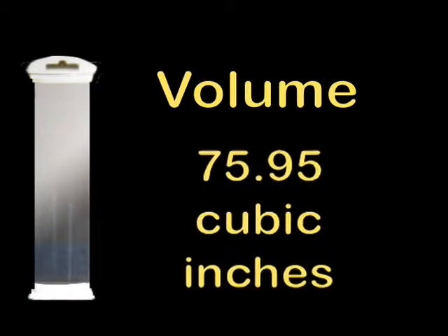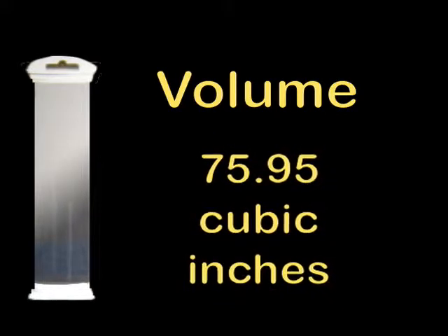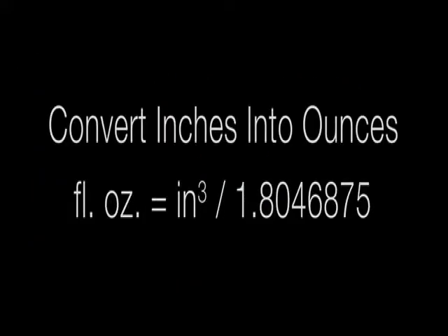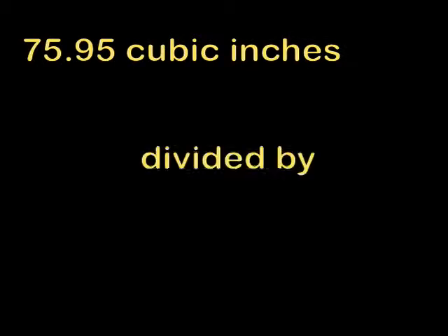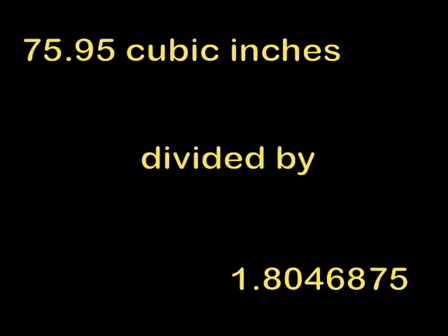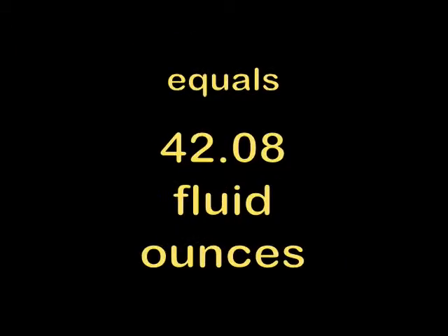Now convert 75.95 cubic inches into ounces. Using our formula again, 75.95 cubic inches divided by 1.8046875 equals 42.08 fluid ounces.